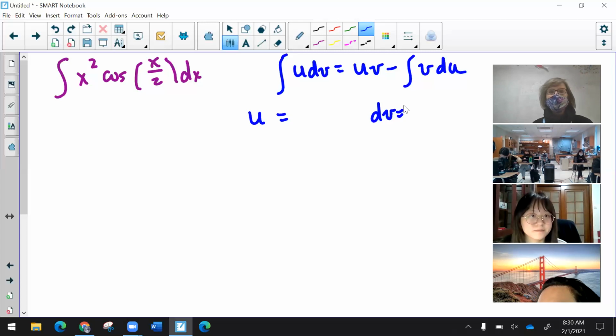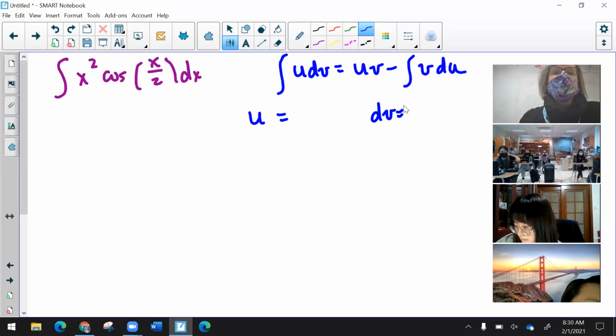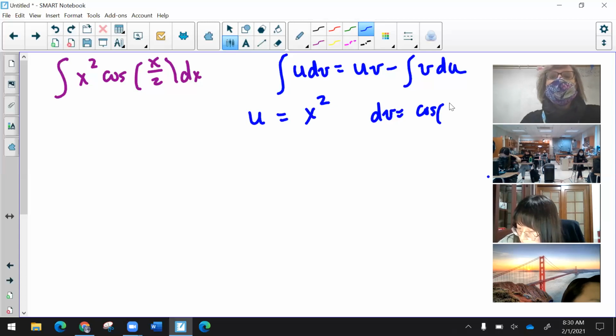But what's going to happen if I let u be x squared? What am I going to get for du? I'm going to get x dx, or 2x dx. That would at least make it one step simpler, and then we'll see what happens. So we'll let u be equal to x squared, and we'll let dv be cosine x over 2 dx.